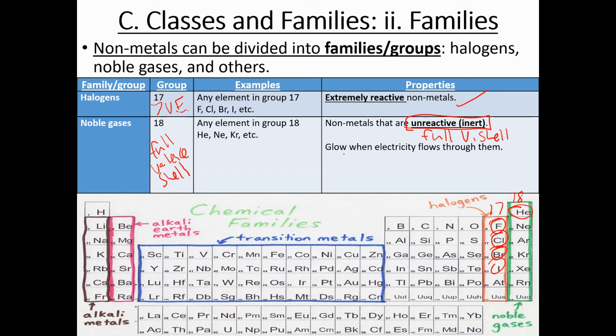And one neat thing about them is they'll often glow when you pass electricity through them. So you might have heard of neon lights. Basically you have these tubes filled with noble gases, you run electricity through them, and then they start to glow, which is a very cool property. And you've seen them. If you've ever seen a sign that says open or closed on a store window, that would be an example of gases in there with electricity going through them to make them glow.